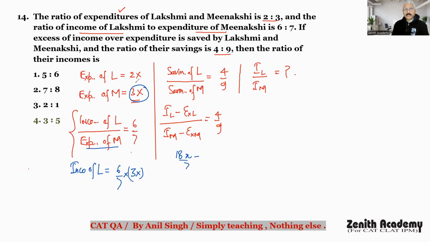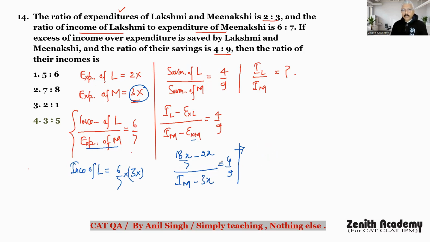Income of Lakshmi minus 2x, over income of Meena minus 3x, is equal to 4 by 9. So solve it: 18 minus 14 means 4 by 7x over income minus 3x is equal to 4 by 9. So I would like to write it directly.